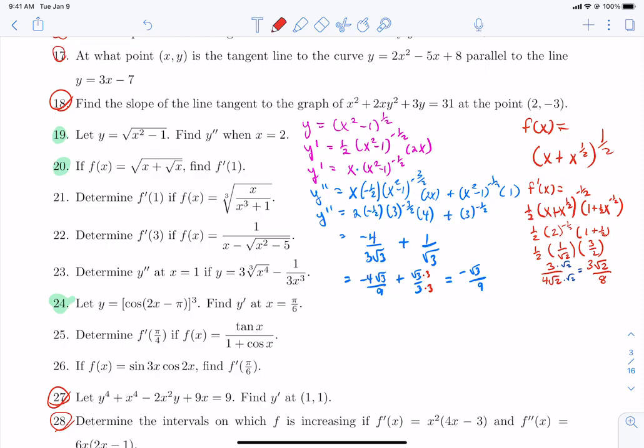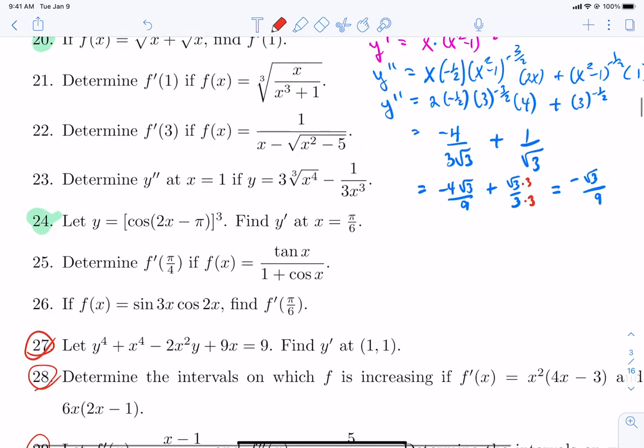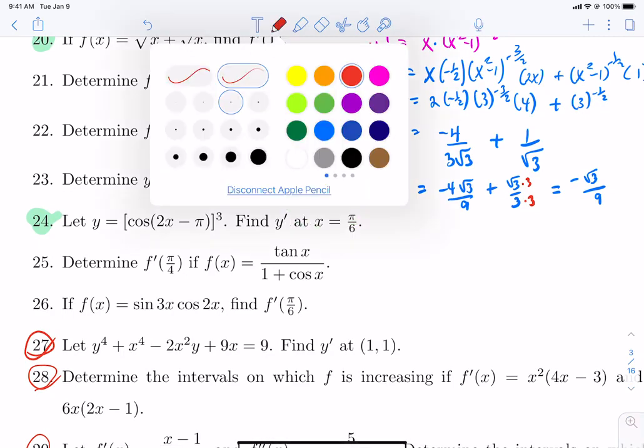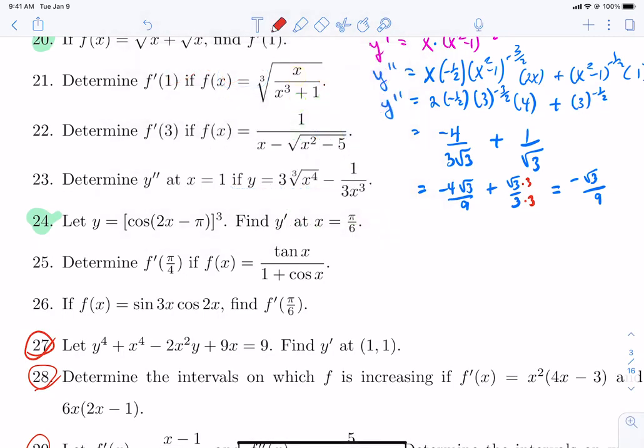Okay, let's move on to 24. Now I like 24 because there is some chain rule stuff, and so it just reminds you how the chain rule worked. And Nick had asked about unit circle stuff, so I had to throw one of those in there. So let's take a look.